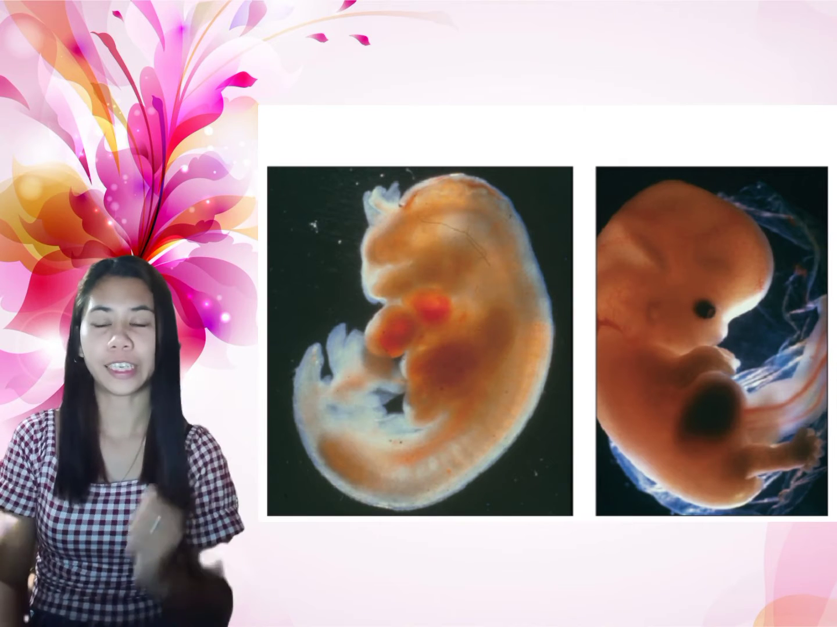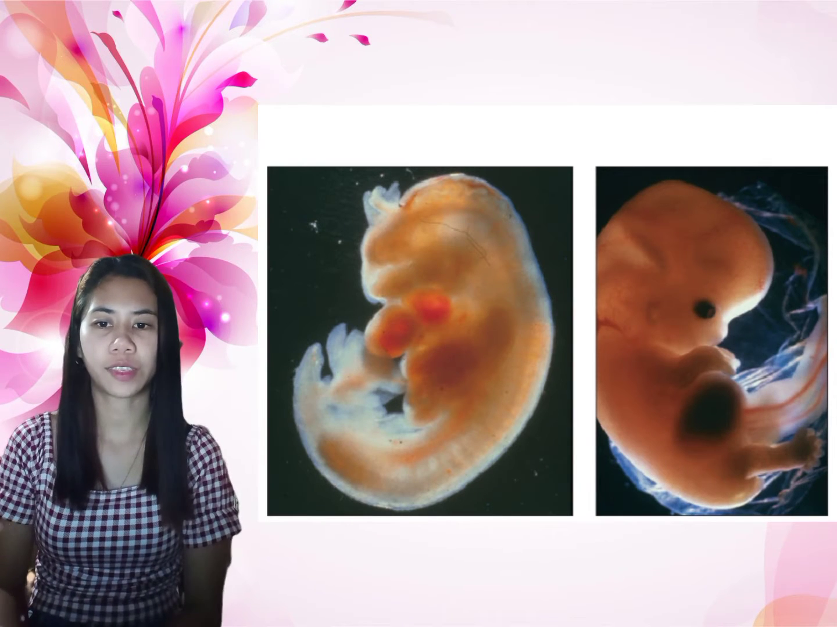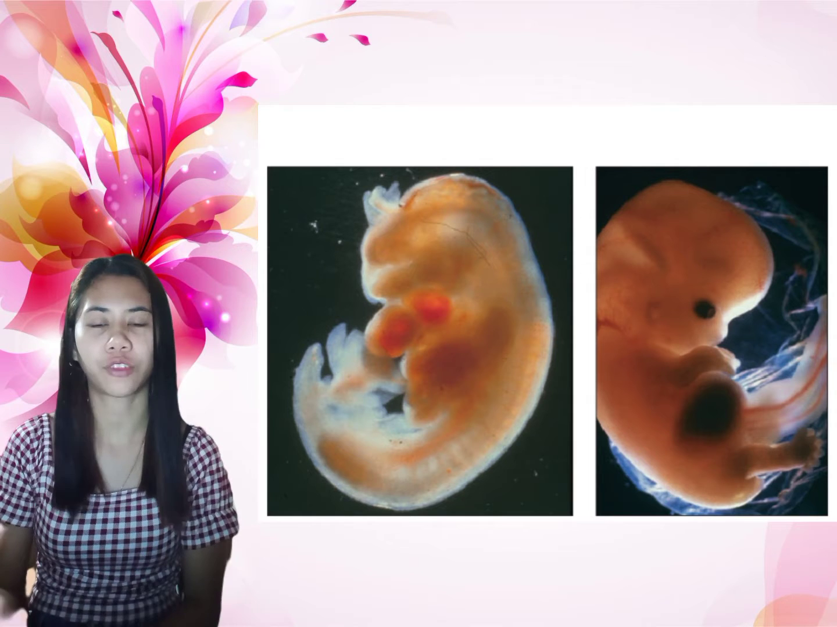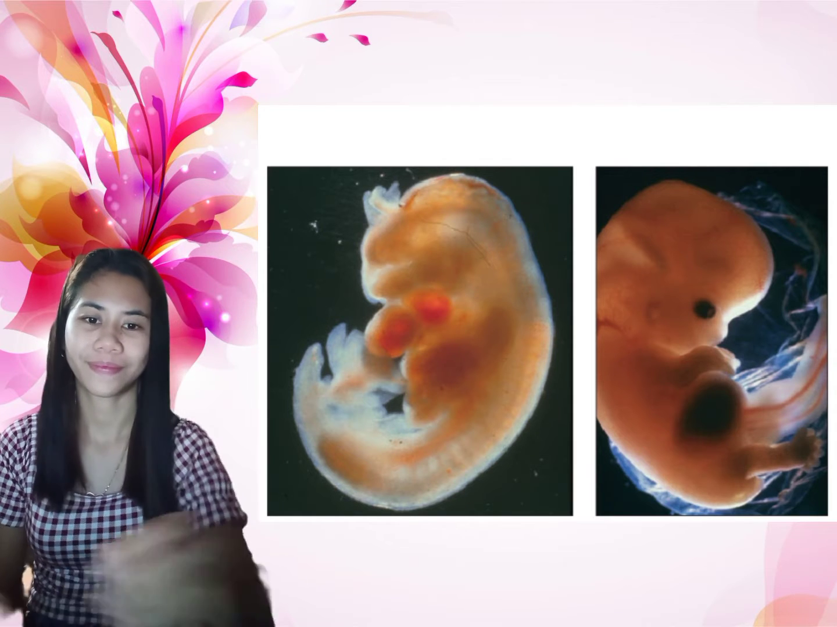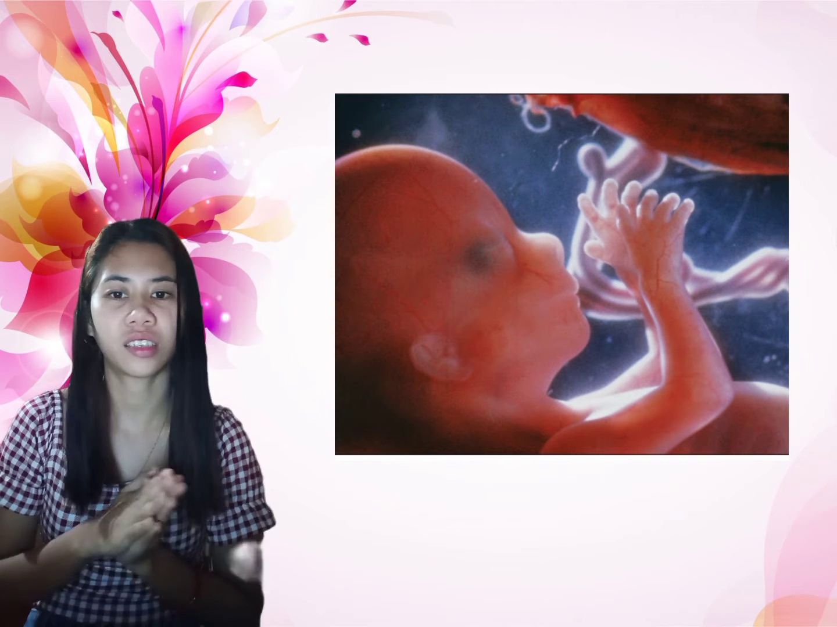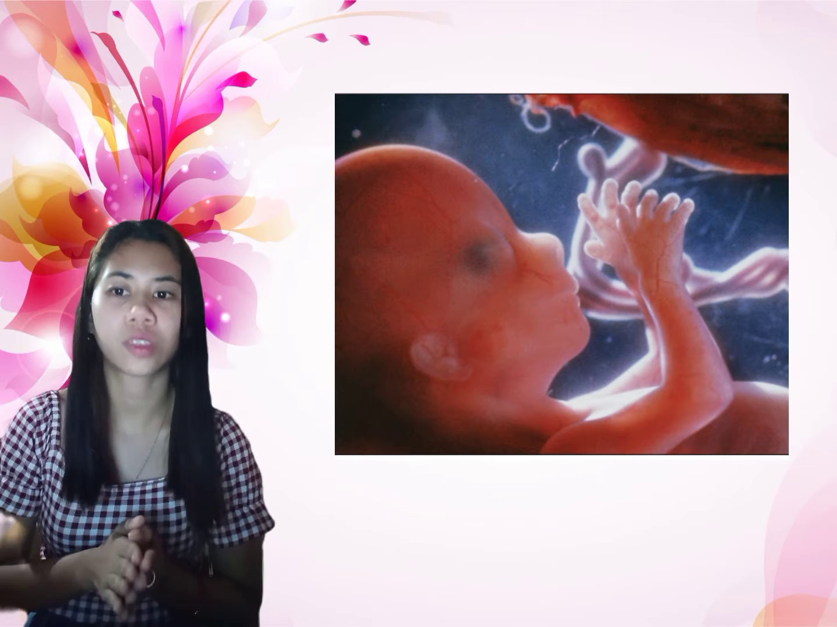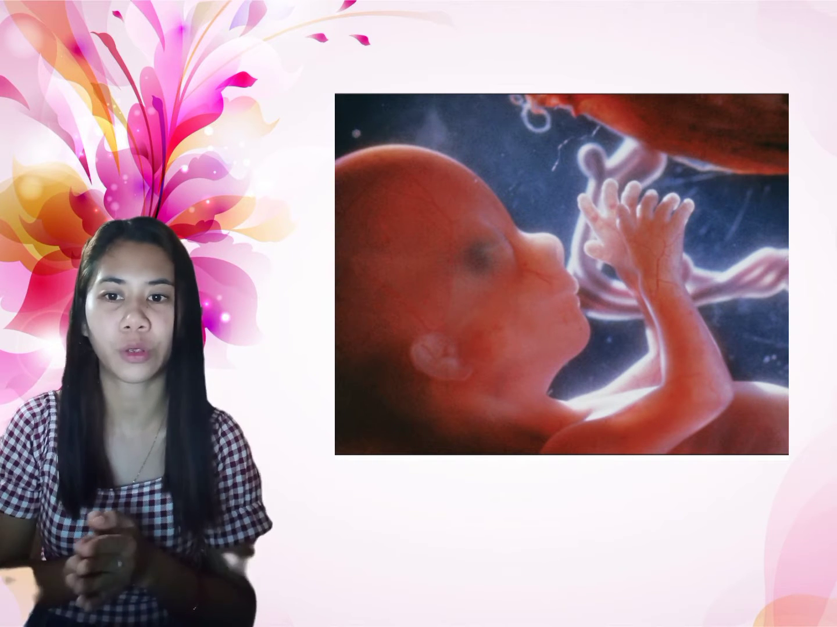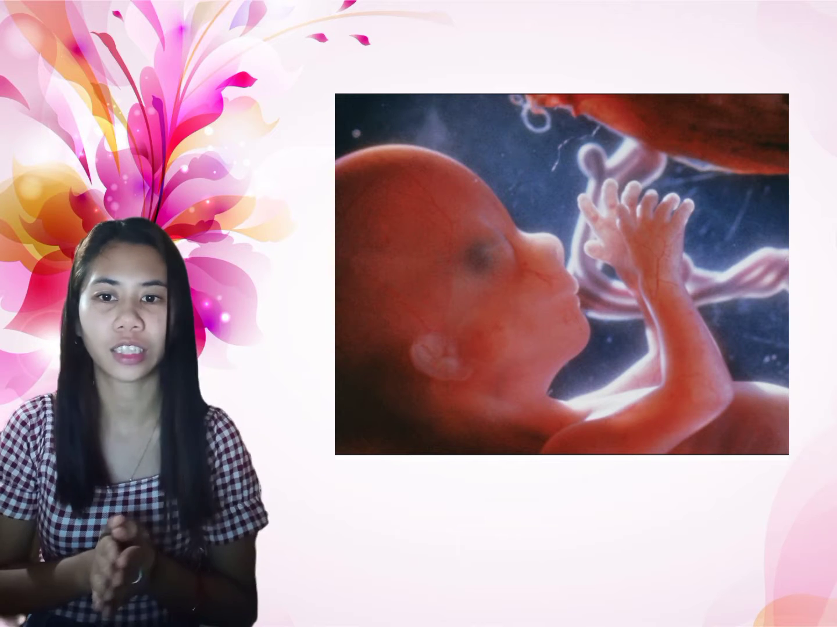This picture shows human embryos at 28 days and 49 days. This is a 16-week fetus. A fetus at this stage has hair, eyebrows, lashes, and other features and looks human.